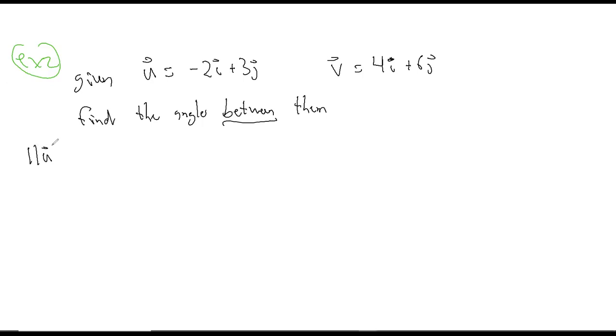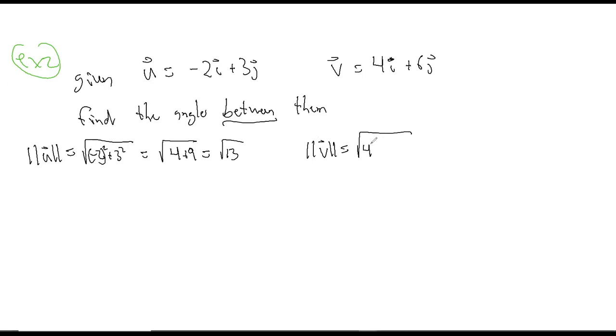So the first thing we have to do is find the length of u, which is the square root of negative 2 squared plus 3 squared, which is the square root of 4 plus 9, which is the square root of 13. We also need the length of v, which is the square root of 4 squared plus 6 squared, and that's the square root of 16 plus 36. It's 52. Can that be broken up? Yes, it can. So that's the square root of 4 times 13, which is 2 square root of 13. So those are the lengths. We have the square root of 13, and 2 square root of 13.